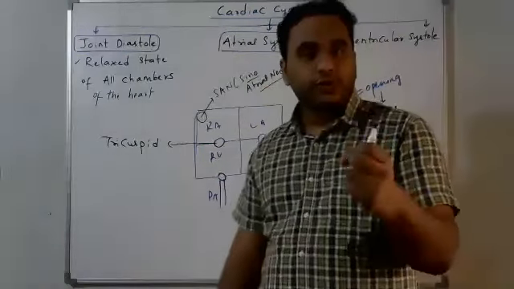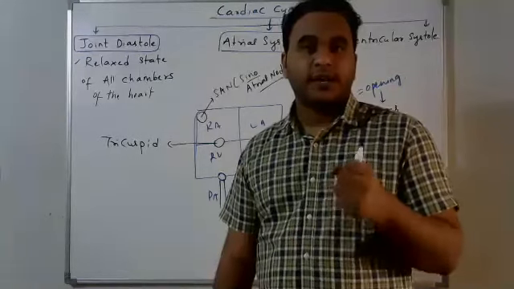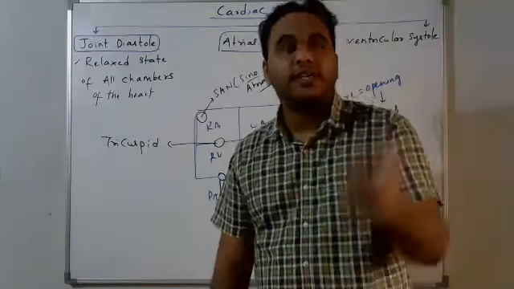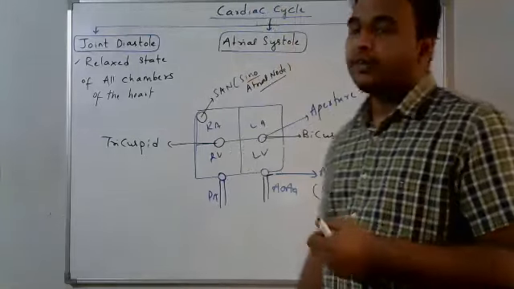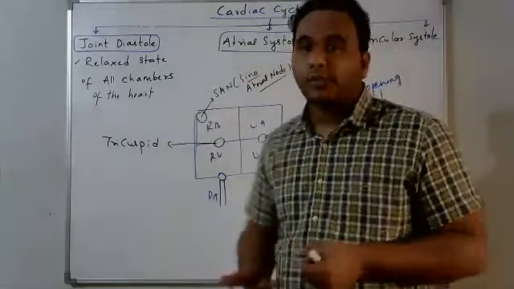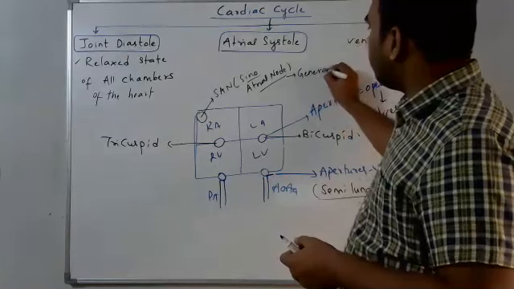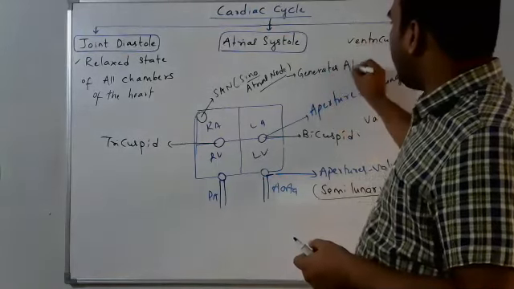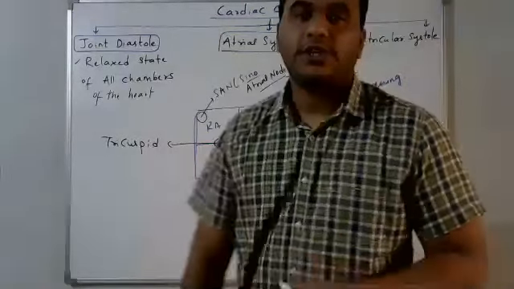It receives 70 to 75 signals per minute. It is called the pacemaker of the heart because it initiates the heartbeat by receiving signals from the CNS, the central nervous system. So this SAN generates the action potential, AP, where AP stands for action potential.